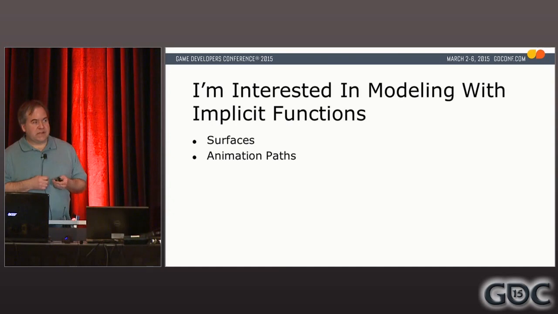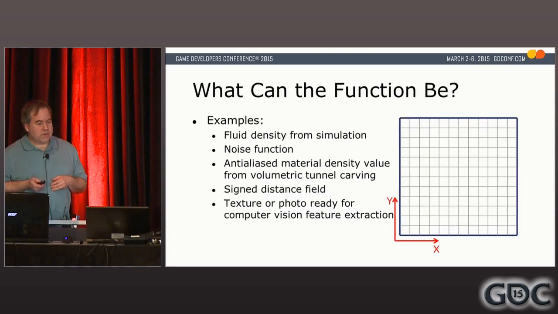So I'm interested in modeling with implicit surfaces, not so much drawing or ray tracing, but how do we get geometry out of these things, and how can we use them? So what kind of function makes sense? Here are some examples.